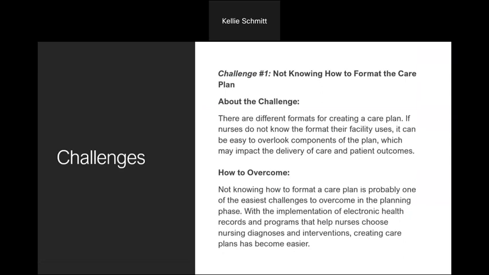There are challenges. There are different formats for creating care plans. We should be familiar with how our facility uses their care plans or what format they use. Electronic health records have made it easier to choose nursing diagnoses and interventions and create care plans.